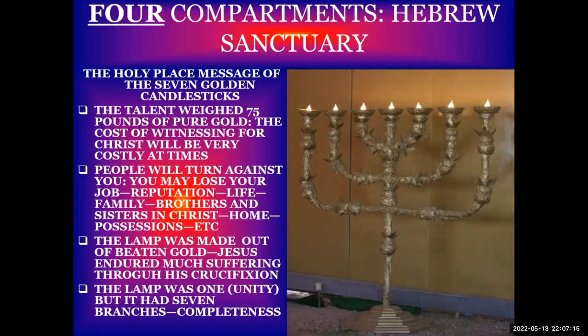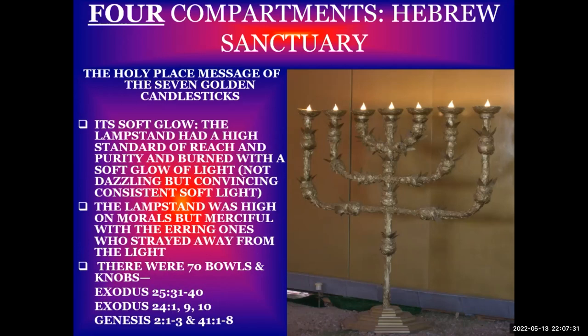I know about the lamp, my church. I have one branch, but I imagine my candlesticks are already seven, but they come from one branch, which resembles unity in Christ. The holy place message, the seven candlesticks, its soft glow, the lampstand, a high standard of richness and purity, beaten with a soft glow of light, not dazzling but convincing, consistent, soft light. The lampstand was high on morals but merciful with the erring ones who strayed away from the light. There were seven bowls and knobs.